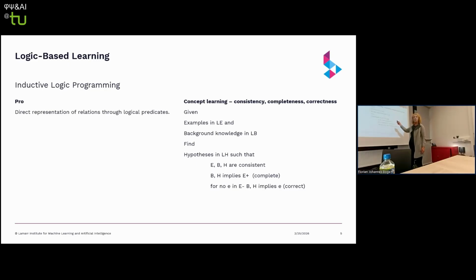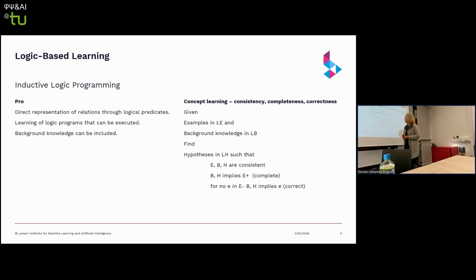The good thing is the hypothesis can be many, many rules. It is not just one hypothesis. Of course, theories are many, many. So the pro is that we have a direct representation of relations through the logical predicates. It is learning of logic programs that can be executed, which is not completely true, because in a program we have a cut. In a logic theory we don't. But if we take this not into account for a second, then actually we have logic and we can execute it at the same time.